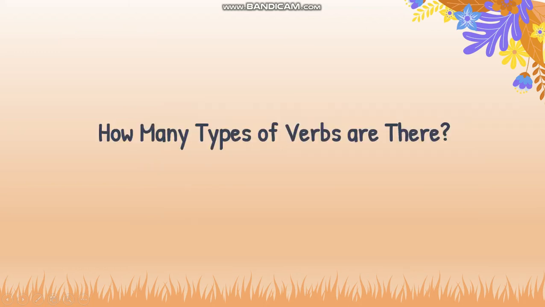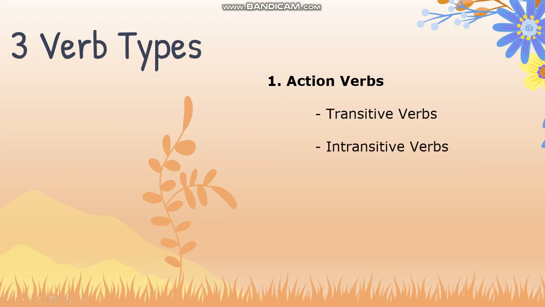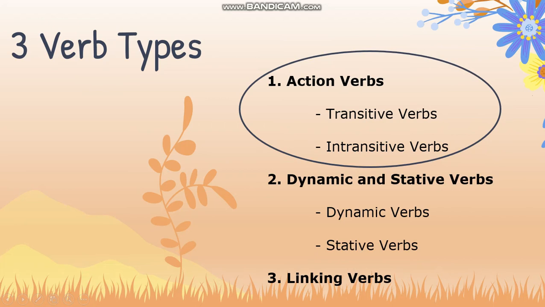So how many types of verbs are there? We have 3 types of verbs in English. The first one is action verbs. Action verbs are divided into 2 groups, which are transitive verbs and intransitive verbs. The second type of verb is dynamic and stative verbs. And the final verb type is linking verbs. So today we are going to discuss action verbs.